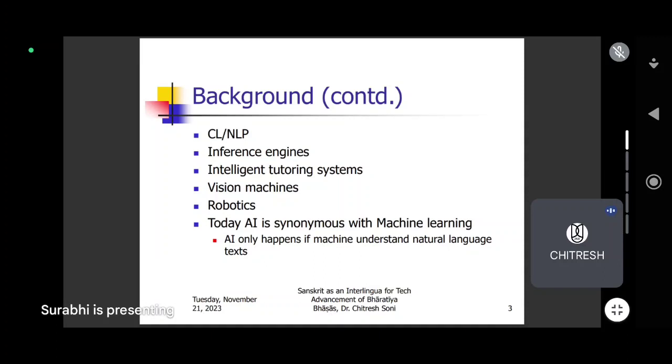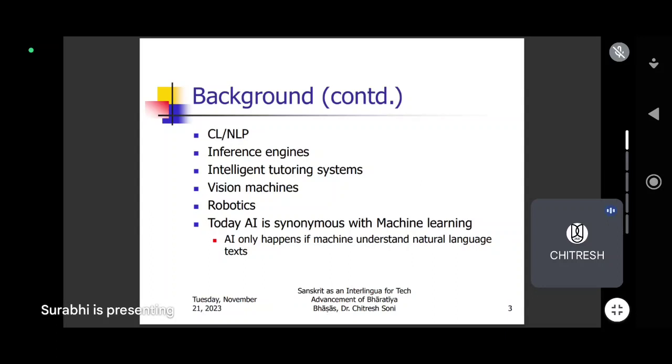there is a human intellect which is drawing out the inference, and in the inference engine, the computer code draws out the inference. Then intelligent tutoring systems: the work that I am doing, or that you all the faculty members are doing, the computers and the systems are doing that work.